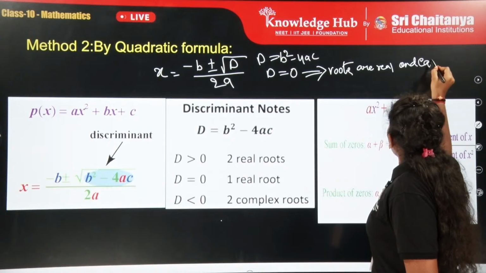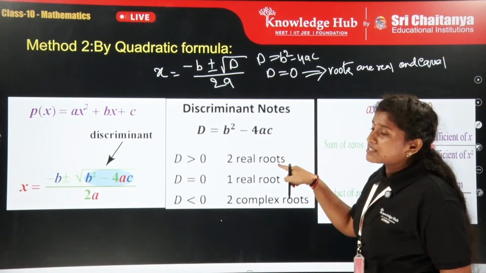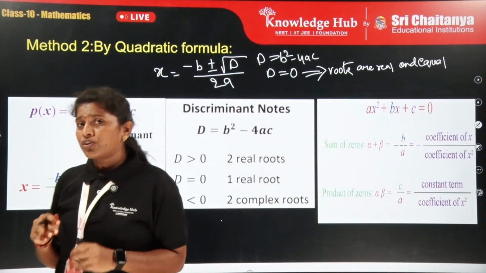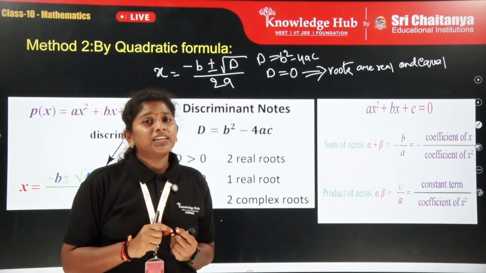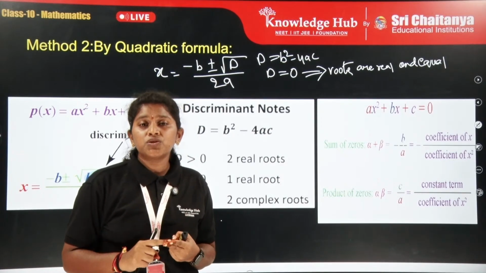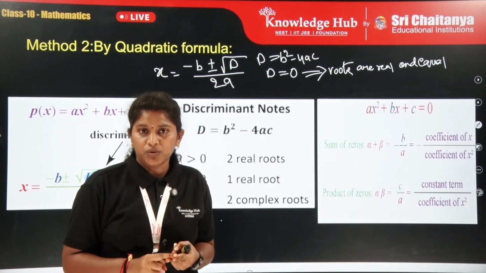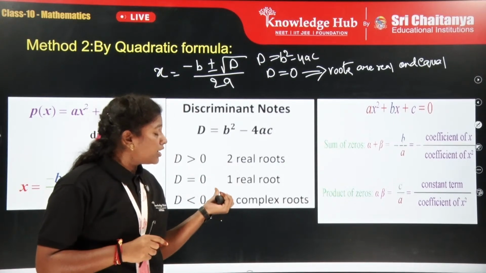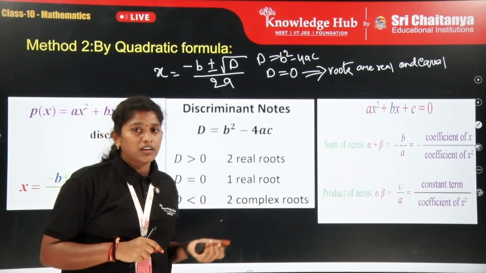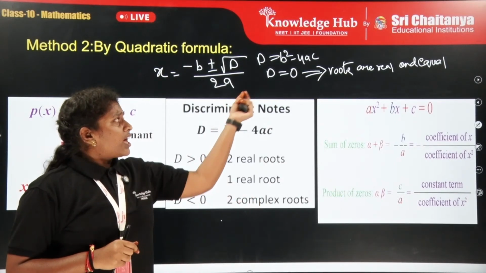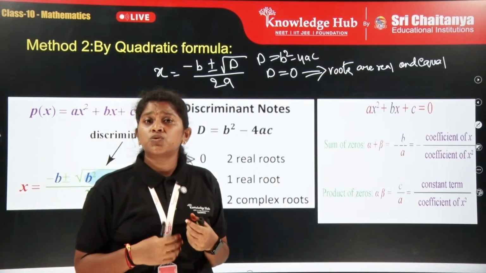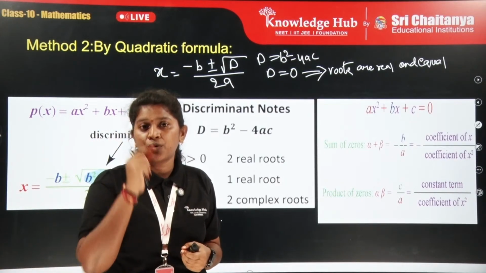Now if your discriminant value is greater than 0, how can we say that the roots are real or not? If the discriminant is greater than 0 or equal to 0, in those two conditions only your roots will be real roots. And if your discriminant is less than 0, then the roots will be complex roots. So if your discriminant value equals 0, the roots are real and equal. That means you will get only 1 zero.